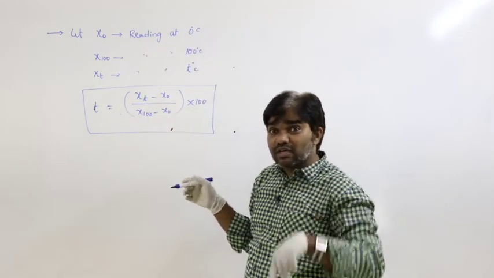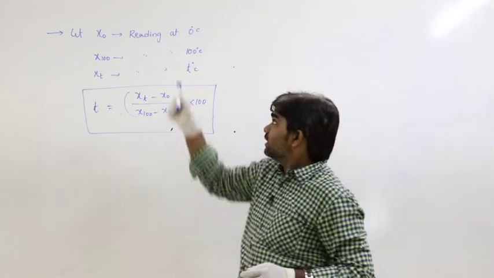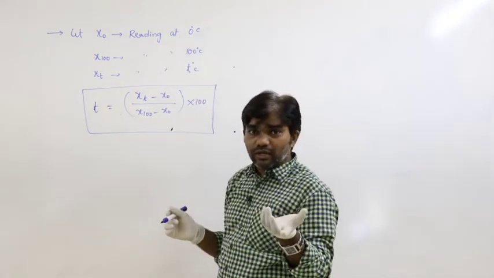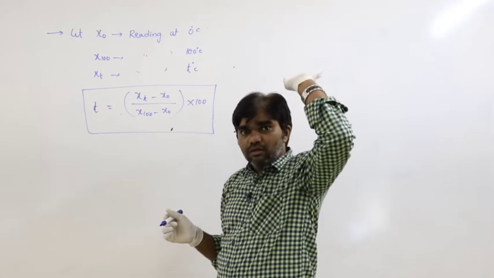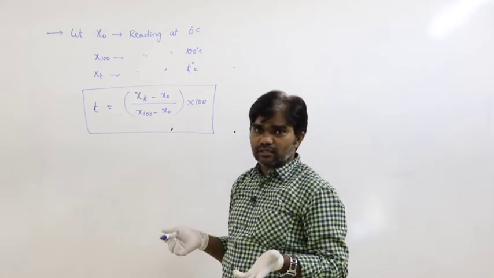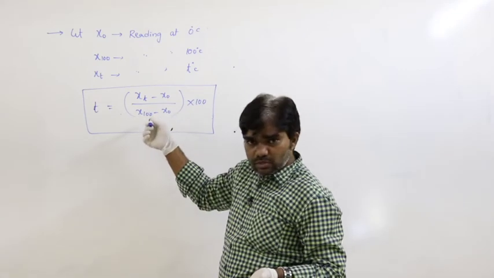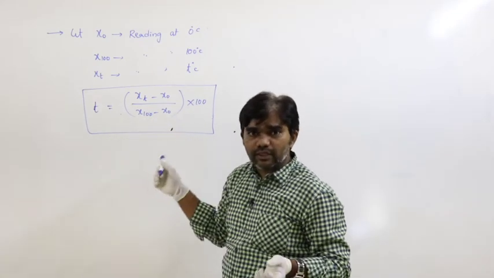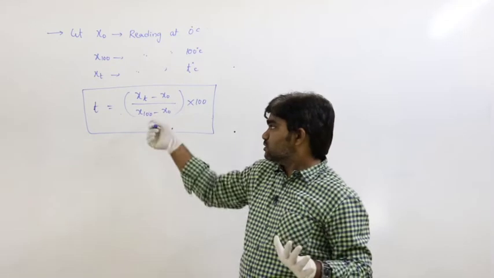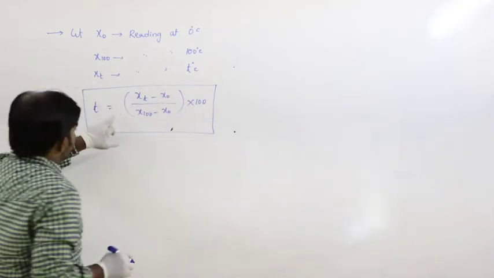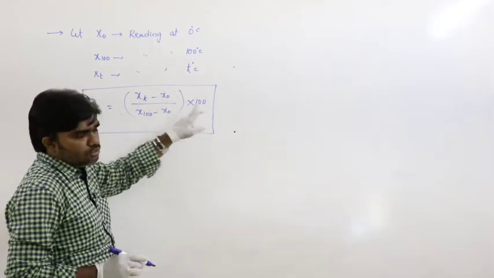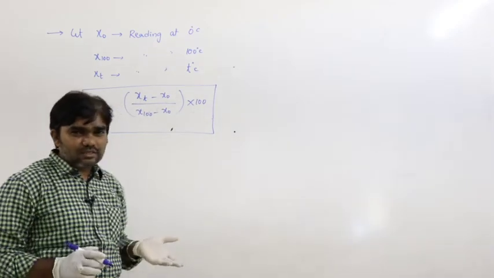So 0 here I am considering. Of course the Kelvin scale also has 100 divisions, but here we are considering 0 at temperature 0, while 0 Kelvin means minus 273 degrees Celsius. Actually we are not considering that. So by using this formula we can get the temperature on the Celsius scale. T is equal to xt minus x0 by x100 minus x0 into 100. What is that x?